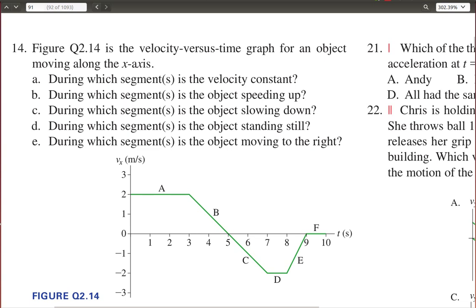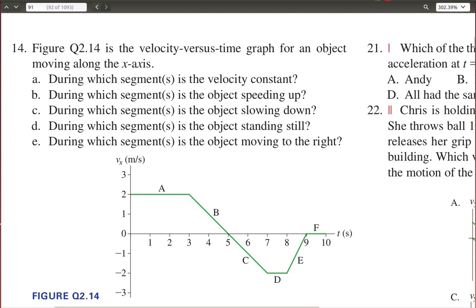So during which segments is the object speeding up? That means that when is the absolute value of velocity getting to be a greater and greater number? Well, during segment A, it's constant. During segment B, the velocity is going down, the absolute value is going down. During segment C, however, if you imagine replacing the line with dots, we would start at 0 and then have -0.1, -0.2, -0.3. If we then take the absolute value to get speed, those numbers would be going up. So during segment C, the object is speeding up. And then D, E, and F, the speed is not speeding up. So the answer is just segment C.